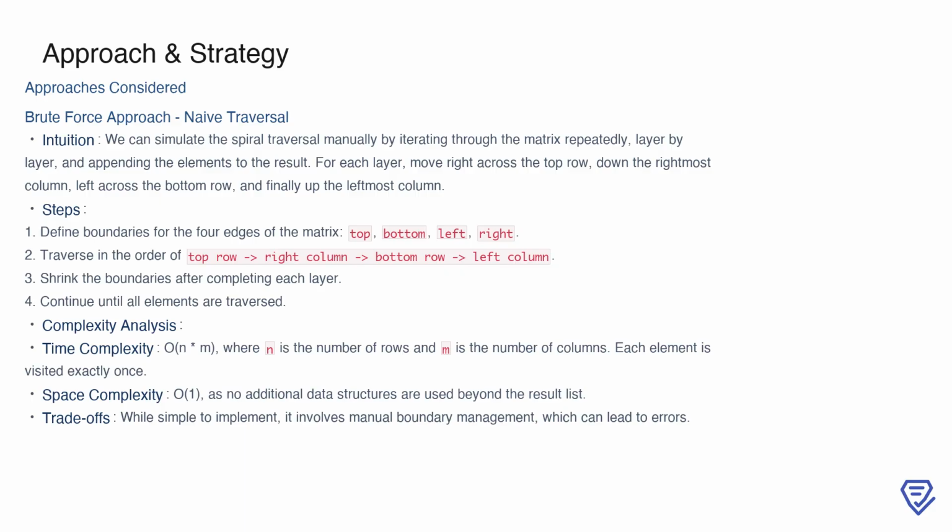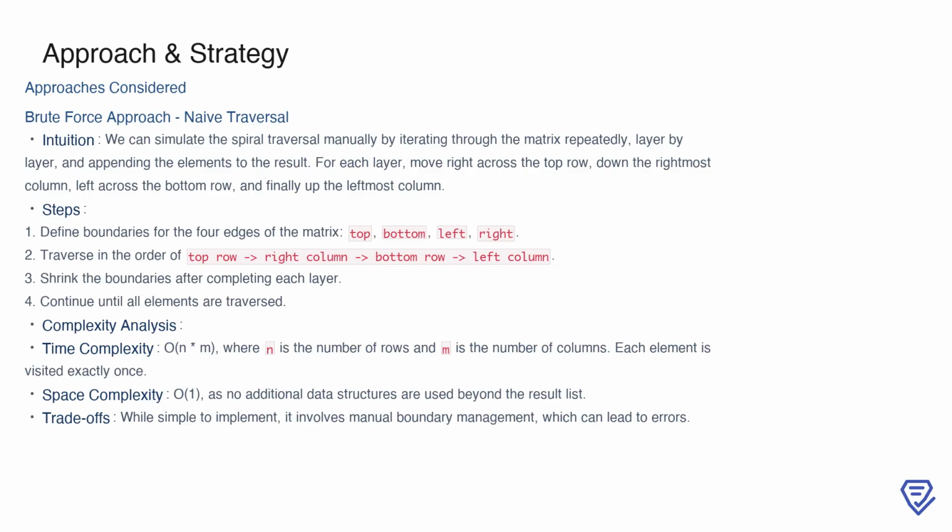The computational complexity of this approach is O(n*m), where n is the number of rows and m is the number of columns, as each element is visited exactly once. The space complexity is O(1), since we don't use any additional data structures apart from the result list. While this approach is straightforward and easy to implement, it requires careful handling of boundary adjustments, which can be error-prone if not managed properly.